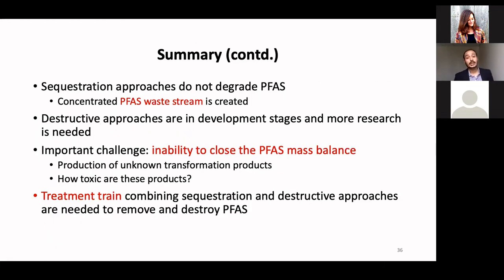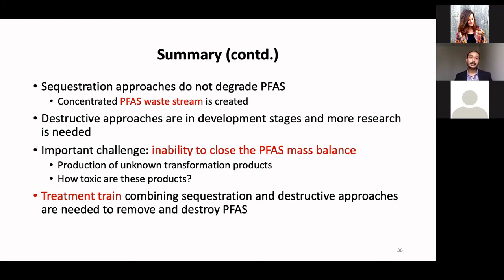Sequestration approaches, however, do not degrade PFAS. They create a concentrated PFAS waste stream that has to be disposed of safely. That's the reason more research is focused on developing destructive approaches for the treatment of PFAS, but most of the destructive approaches are in the development stages and more research is needed.